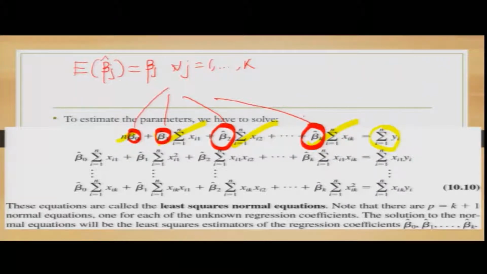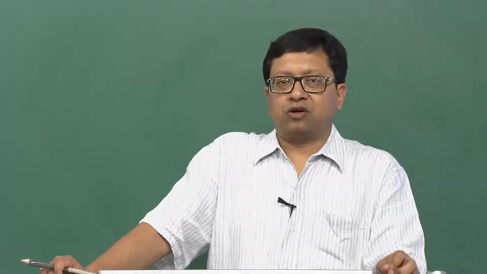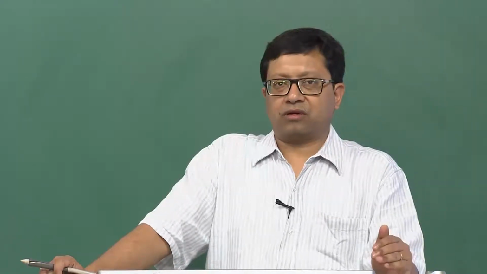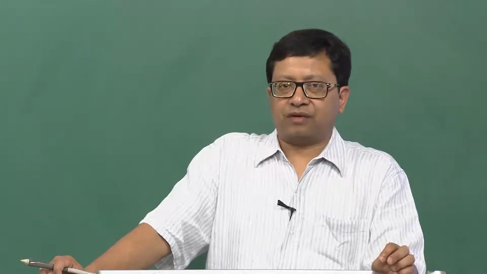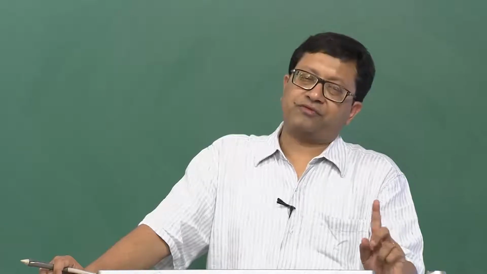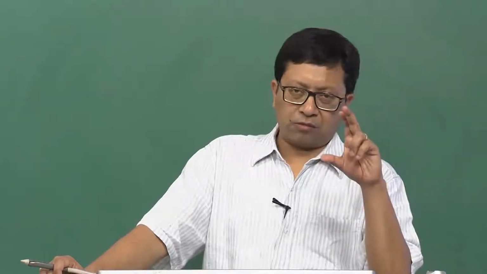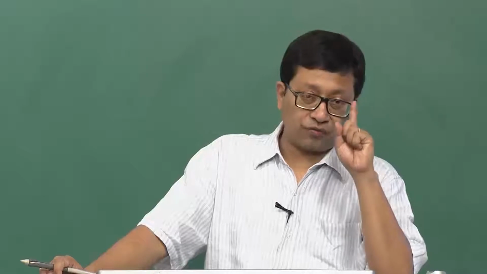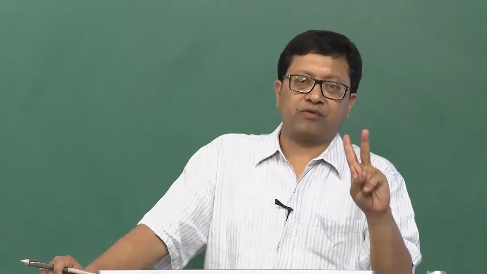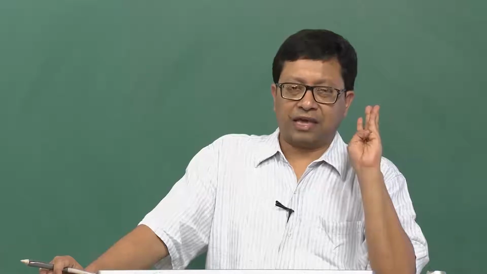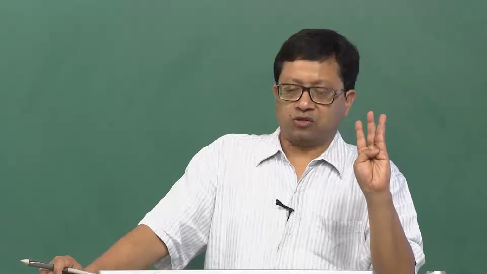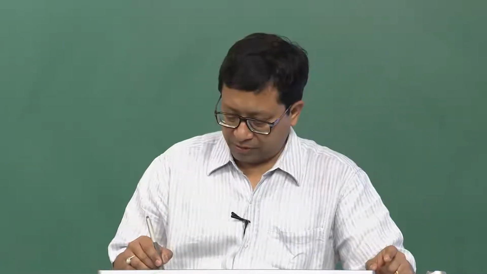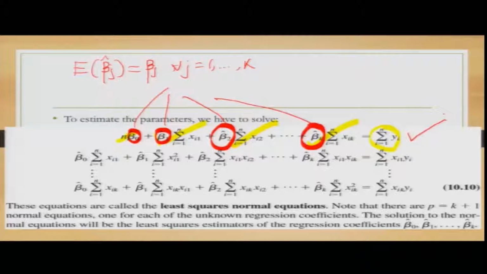So, when we differentiate it and then do the same thing for beta 1, then beta 2 till beta k, we have k plus 1 equations in total. The first one is for beta naught, the second for beta 1, the third for beta 2, and the k plus 1th for the kth one, beta k. The first equation, which we have highlighted, is with respect to beta naught.